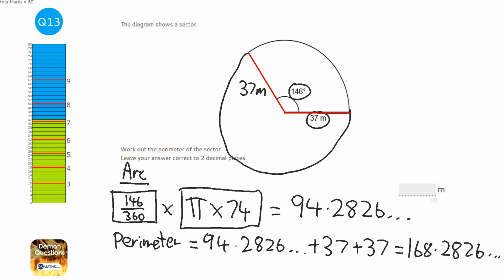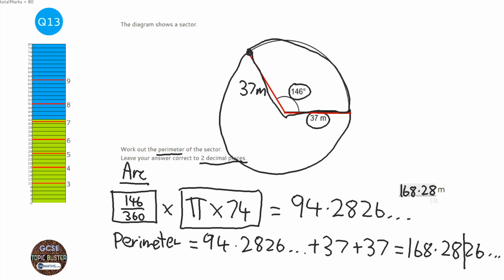168.2826 and so on. Once it's two decimal places, so line goes down here, and we've got 168.28. Now just be careful that you add on the extra bit. When it asks you for a perimeter, just make sure you've gone the total distance around the shape. Put a dot and just draw with your finger around the shape to make sure you've got all the distances.